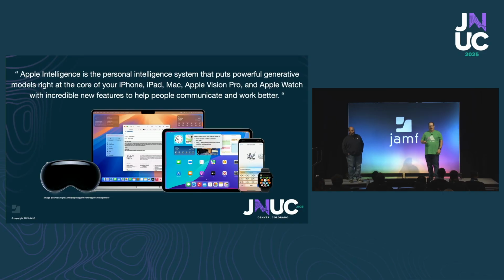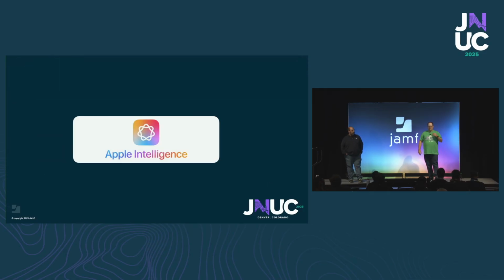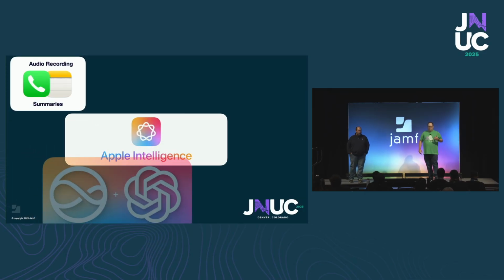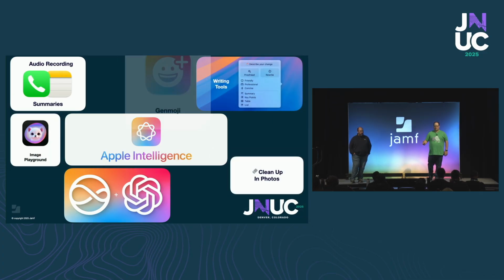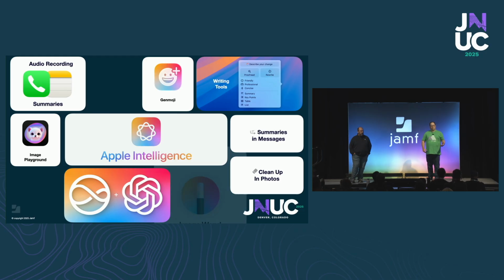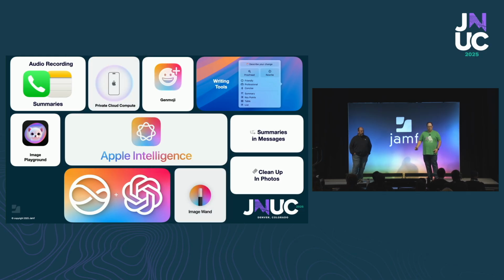When we think about Apple Intelligence, we probably think about the individual feature set. We'd think about things like audio recording summaries, integrations with LLMs like ChatGPT, writing tools, cleaning up photos, things like Image Playground or Genmoji, summarizing messages, image wand, and private cloud compute. The list goes on, but not every organization may want all of these features implemented. And we're here to talk to you today about how you can manage access to those features.